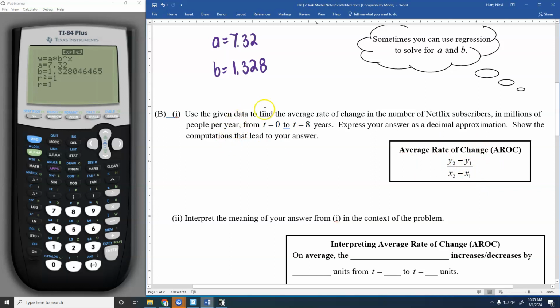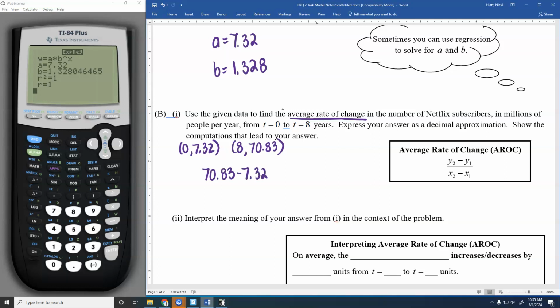So it says use the given data to find the average rate of change in the number of Netflix subscribers in millions of people per year from t equals 0 to t equals 8 years. Express your answer as a decimal approximation. Show the computations that lead to your answer. So you had the point (0, 7.32). You also had the point (8, 70.83). You're just doing slope formula with those. You don't necessarily have to write the points, but you do have to write this: 70.83 minus 7.32 over 8 minus 0.